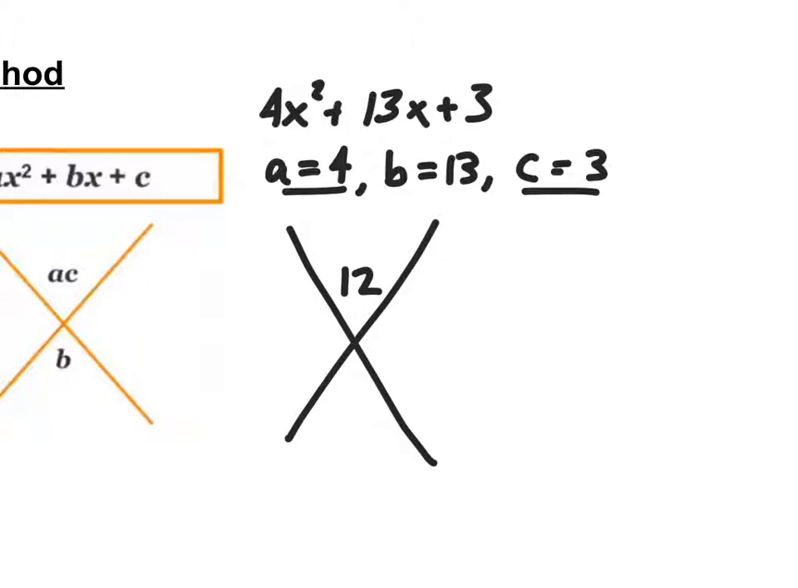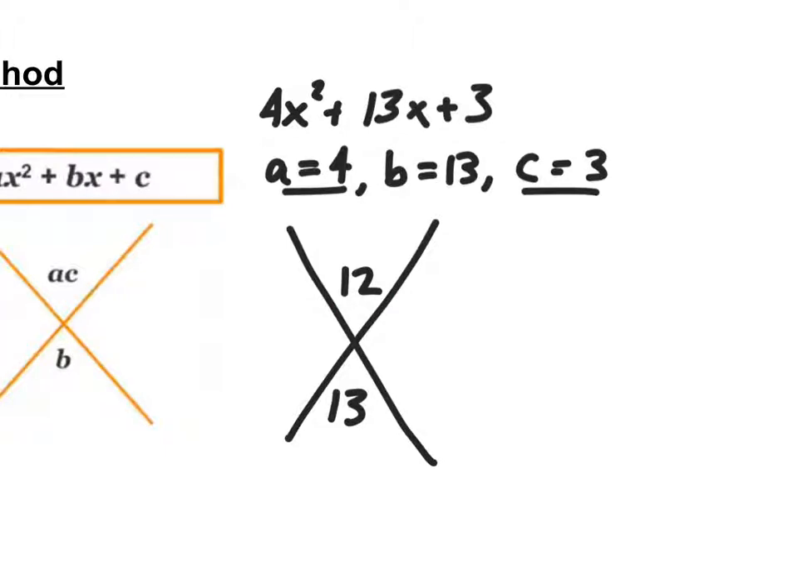Okay, and then I'm going to put my b value in the middle and just call that 13. So now the question is I want two numbers that multiply to 12 and add to 13. Okay, so same kind of concept as what we were doing, except you have to multiply the a and the c values together to get this number here. Okay, it's not as easy as it was before.